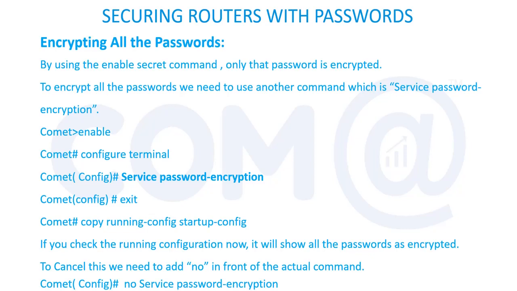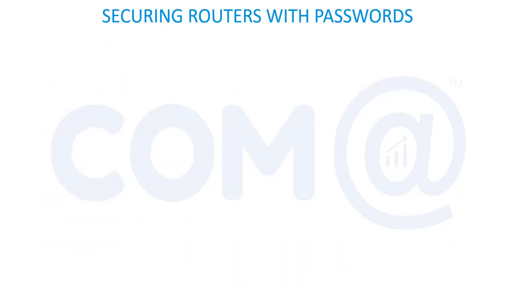But the thing is that after encryption, even if you remove the encryption from the console, you cannot see the password because it is already encrypted. You cannot decrypt. The reversing command will not decrypt the password. It will remain the same until we delete the old password and provide a new one. So it will not show you what password we used for the particular server or router. That is the service password-encryption.